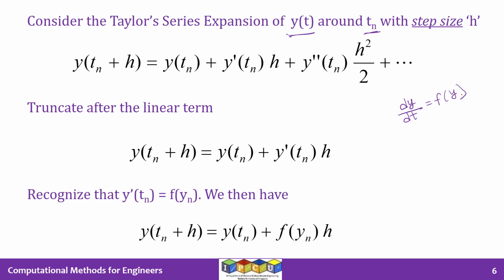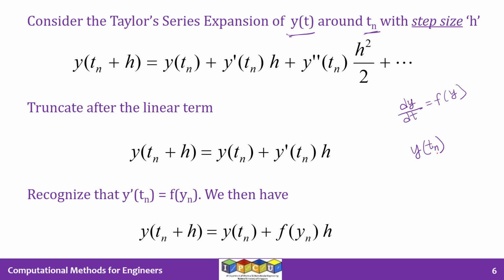Now we want to find out the value of y at tn plus h. Our current point is tn. So we know the value of y at t is equal to tn. So this is given. For example, if n is equal to 0, we know the value of y at t naught, which is the initial condition.